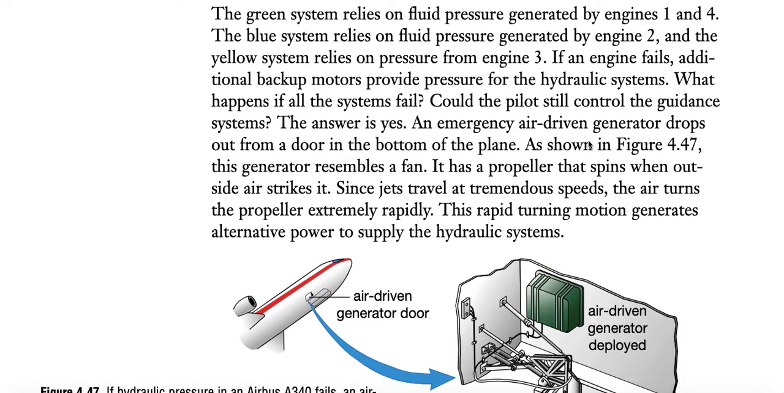What happens if all the systems fail? An emergency air-driven generator drops out from a door in the bottom of the plane. This generator resembles a fan. It has a propeller that spins when outside air strikes it. Since jets travel at tremendous speeds, the air turns the propeller extremely rapidly. This rapid turning motion generates alternative power to supply the hydraulic systems.